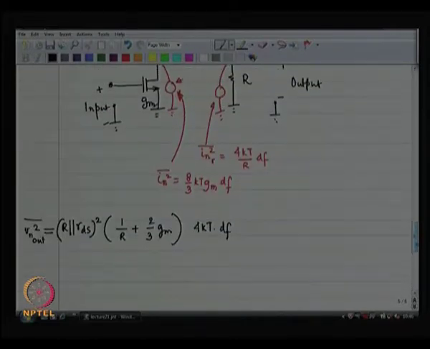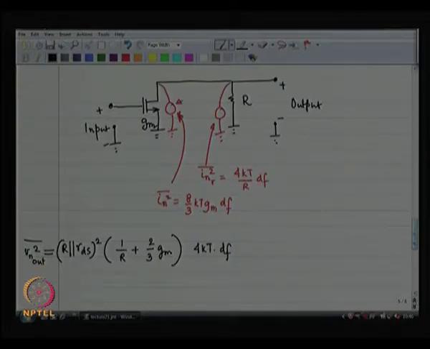All right. Now, the question is, what is the input referred noise? What is the input referred noise of this? So, the gain of this is GM times R parallel RDS, that is the gain. Right. So, if I have to get so much voltage at the output, then I have to apply so much voltage divided by the gain at the input.